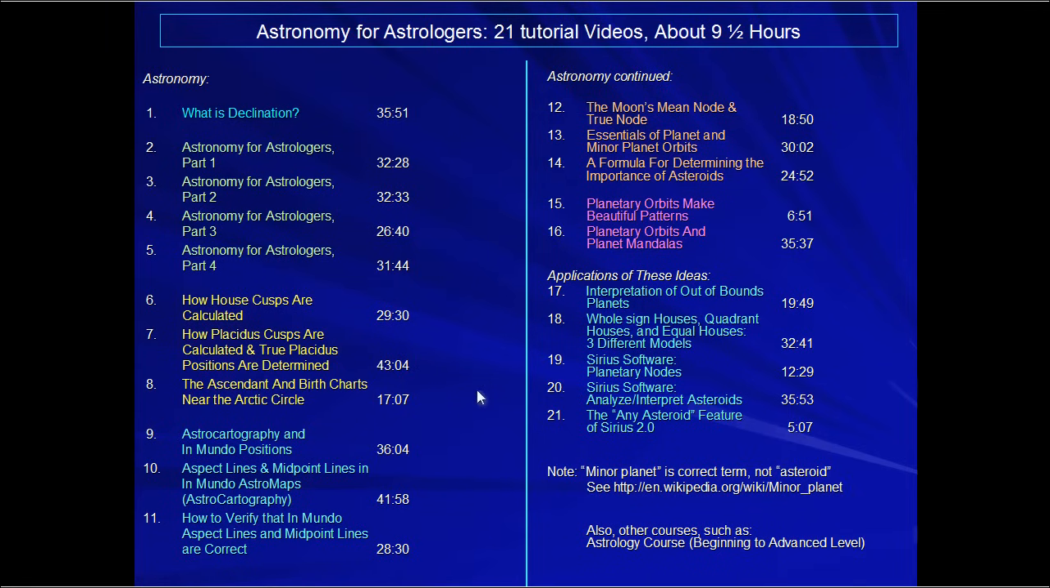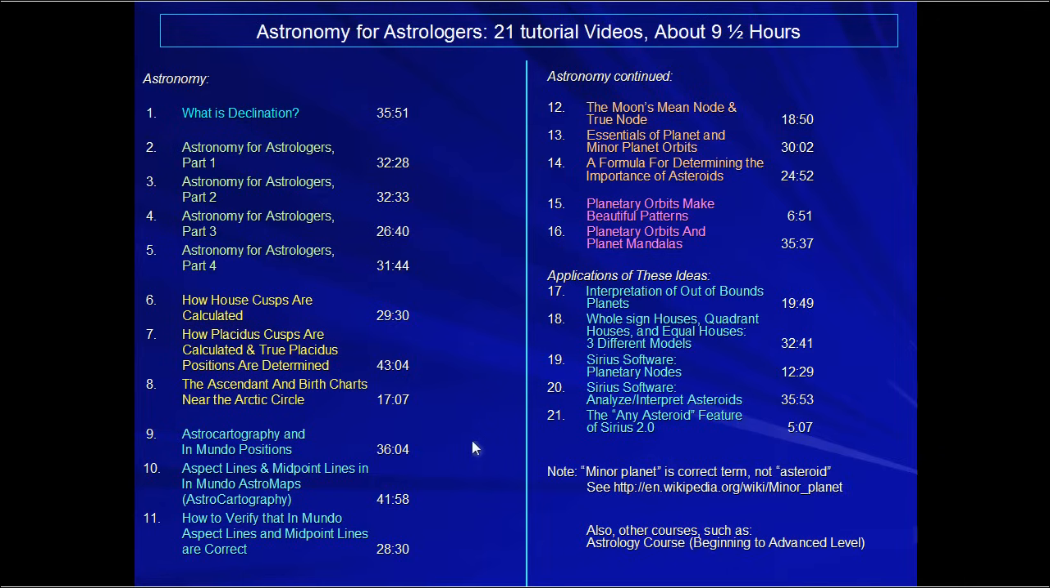And then video number 8 is on problems with houses near the Arctic Circle and above the Arctic Circle. If you're only going to watch a few videos, I strongly recommend the first one, What is Declination? Great video to get some of the basics of astronomy down. And then video number 8 is a really good one to know about these problems as you head up into the Arctic Circle area. So again, if you're only going to watch a few, those are 2 that I would strongly recommend.